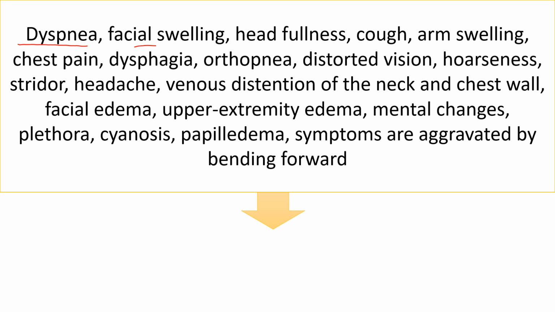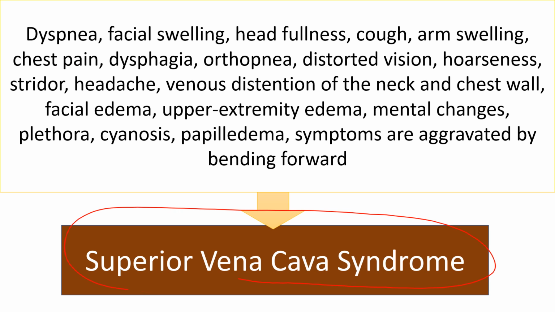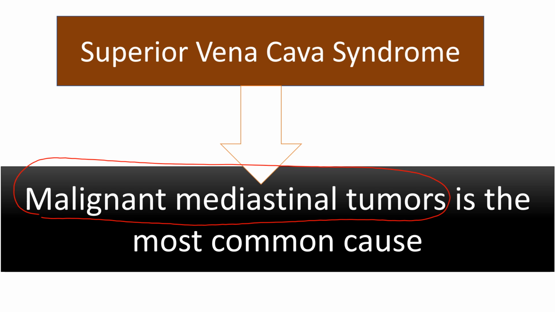New onset dyspnea, facial swelling, head fullness, cough, arm swelling, chest pain, dysphagia, orthopnea, distorted vision, hoarseness, stridor, headache, venous distension of the neck and chest wall, facial edema, upper extremity edema, mental changes, plethora, cyanosis, papilledema. Symptoms are aggravated by bending forward. What is the most likely cause? Superior vena cava syndrome. Superior vena cava syndrome is commonly associated with malignant mediastinal tumors.